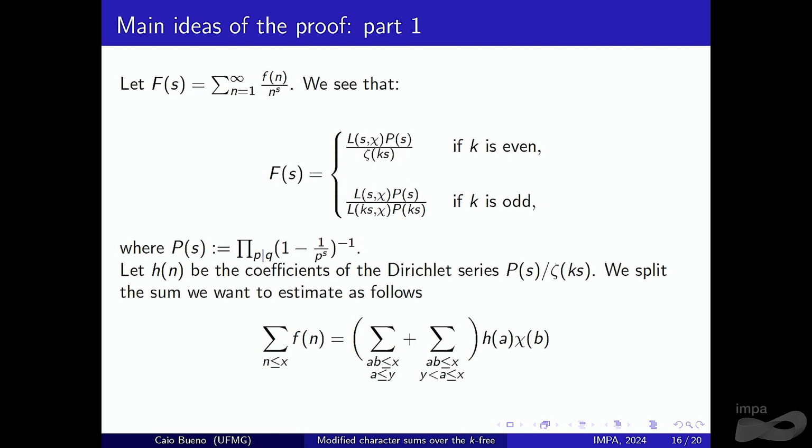So talking now a little about the even case, the first part of the proof is to split the partial sums in the following way. We define H to be the coefficients of the Dirichlet series P(s) over zeta(ks). And this first partial sum here is a bit easier to bound. So we need a bit more work to show this second partial sum when we restrict a to be greater than y. Okay.